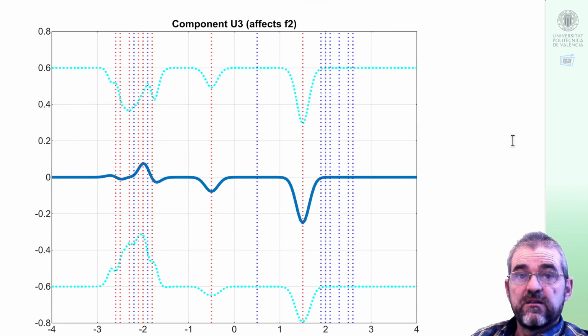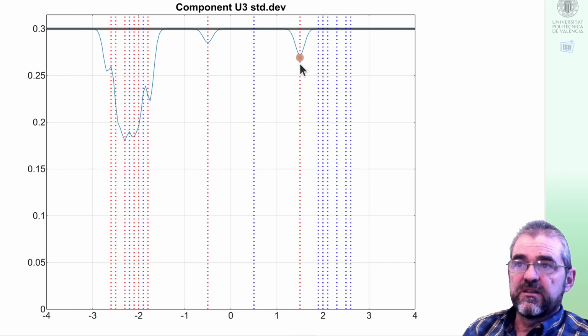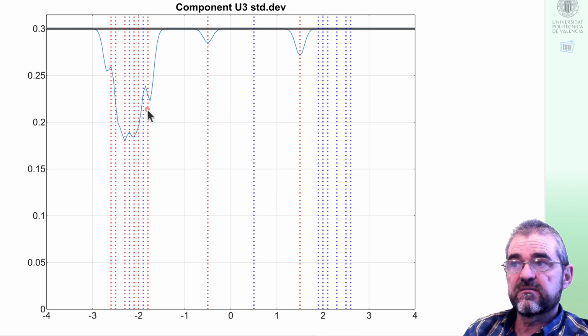And last, if we estimate component U3, the one that only affects the second output, we get this mean and confidence interval estimation that, looking at the standard deviation plot, seems that we do not really have a lot of information on it because the samples do not contribute to reducing its uncertainty with respect to the prior. These samples of F2 reduce it a little bit. In this region, where I have a lot of samples of F2, they help reduce it a little bit extra.